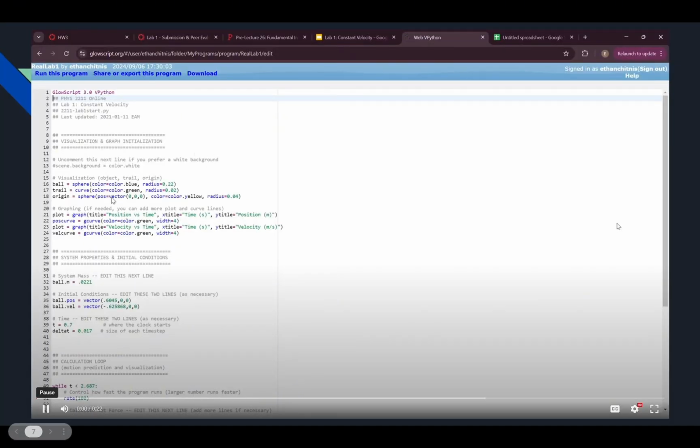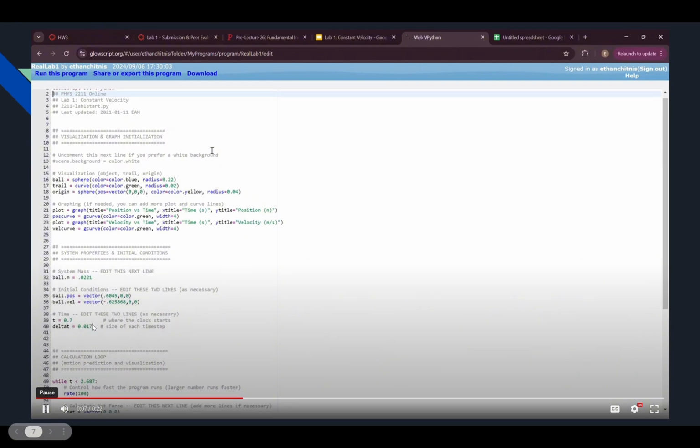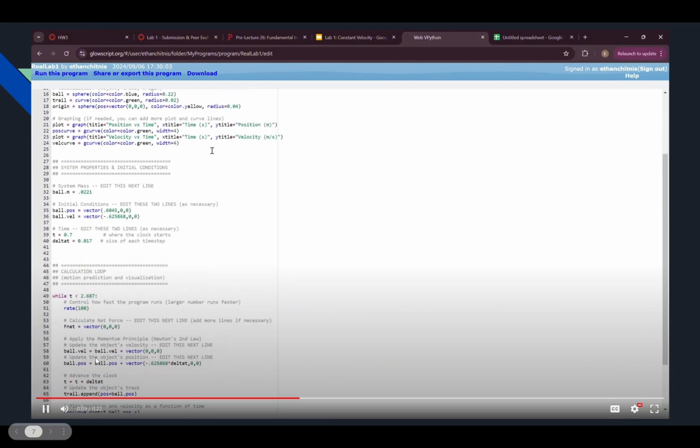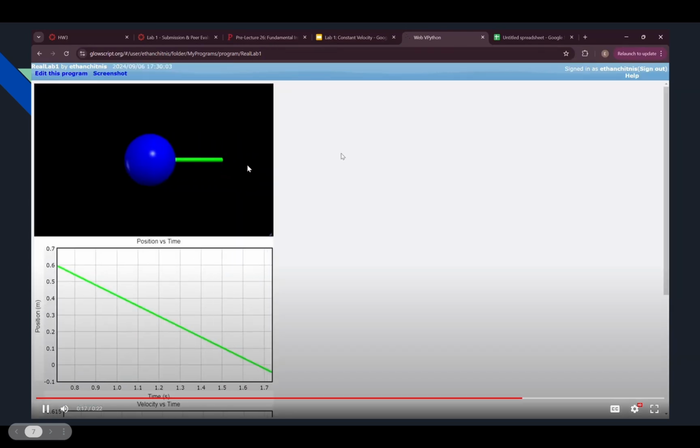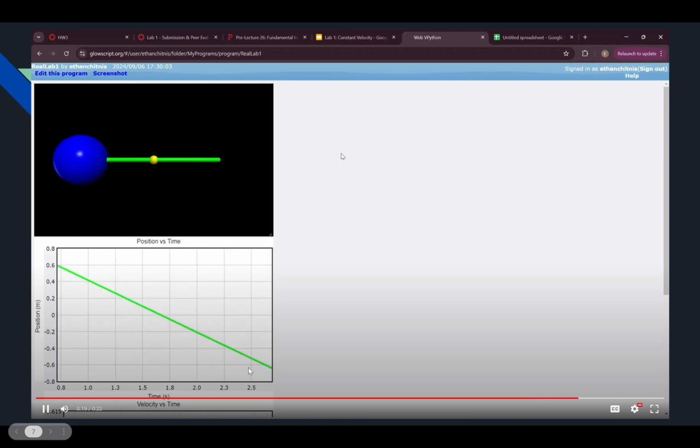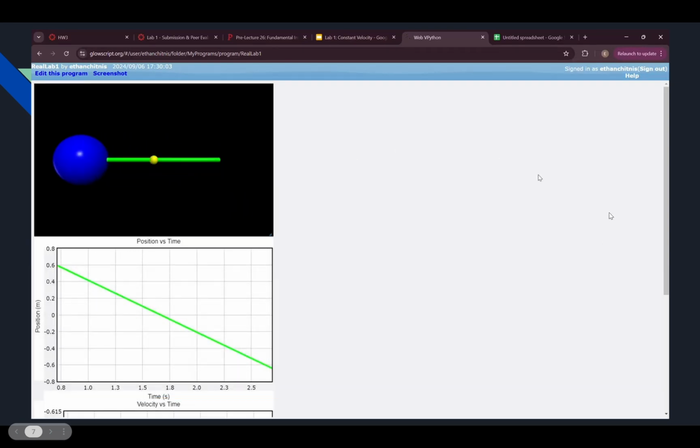As we can see here, we have our initial conditions: our position, velocity, mass, our starting time, and the time interval for each loop of the code. We have zero net force because we're at a constant velocity, and we have position plus the velocity times delta t. And as we can see, that creates a graph that looks very similar to our experimental graph.